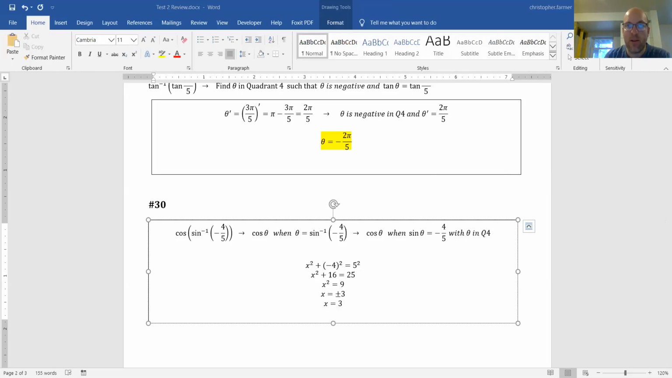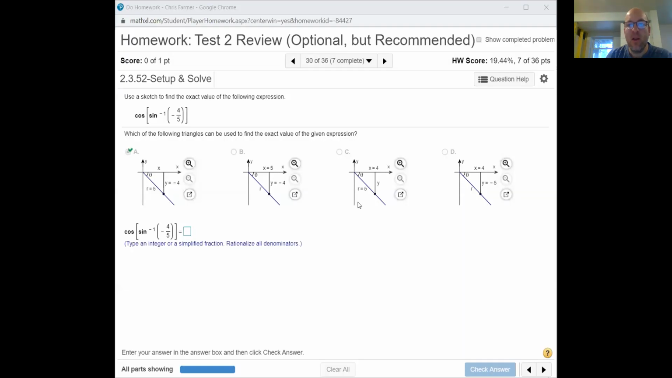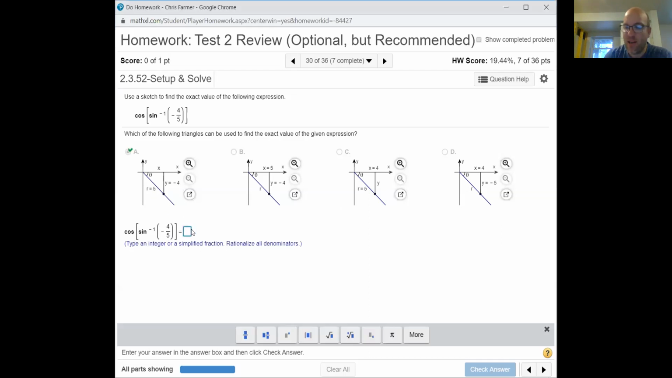And then going back to our MyMathLab, so we can take a look at the picture, we know now that we're working with this where x is equal to 3. So finally, we're done with this. This whole sine inverse of -4 over 5 represents this angle theta here. So all we're saying is, hey, what's cosine based on this triangle? Well, cosine is adjacent over hypotenuse. We just found the adjacent side to be 3, and the hypotenuse is still 5.